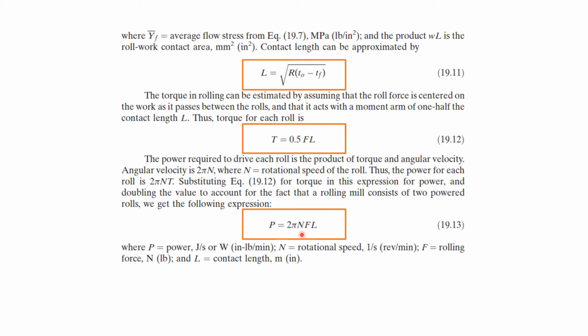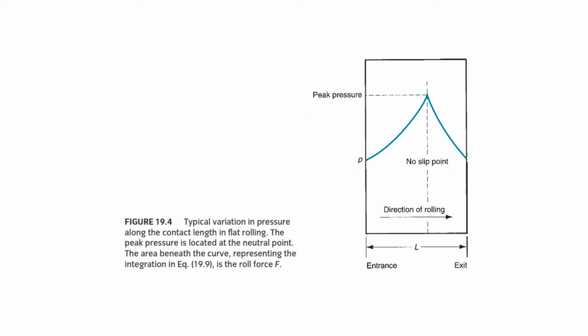Power is 2 pi N F L, where N is the rotational speed, F is the rolling force, and L is the contact length. Then you'll get the value for the power. If we want to see the graph for the pressure in between the contact length, you can see here that the pressure will start to increase until the no slip point, where the peak of the pressure is, and then it will start to decrease once it passes the no slip point. All of this happens in the contact length area.